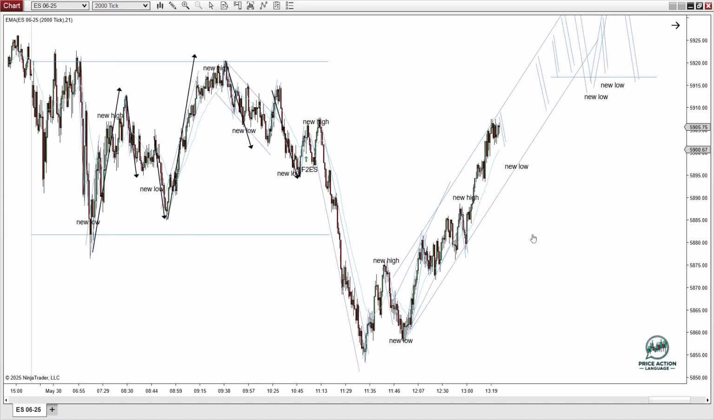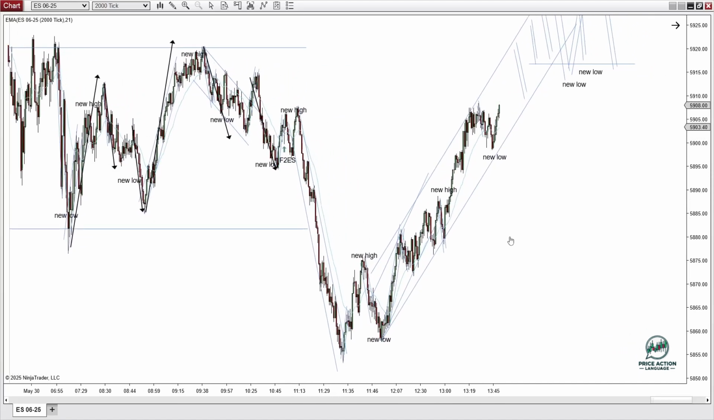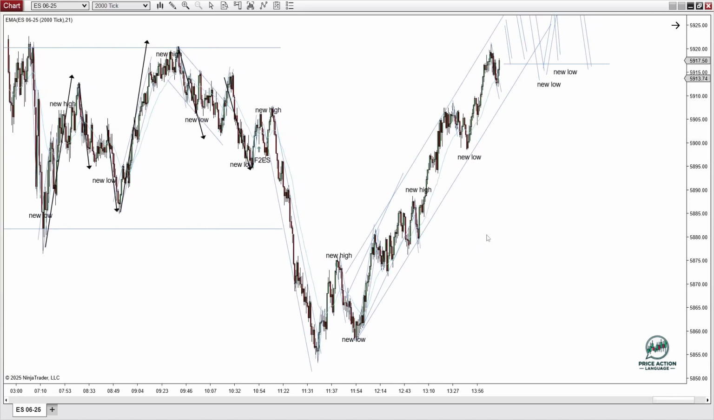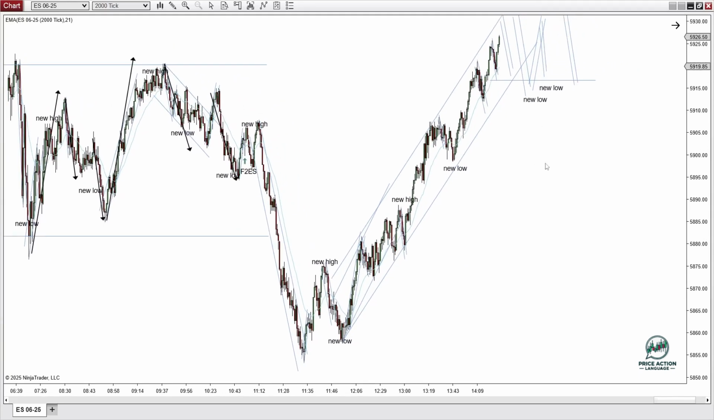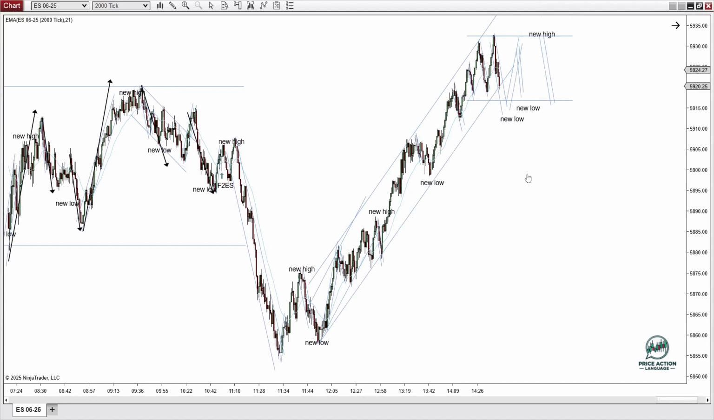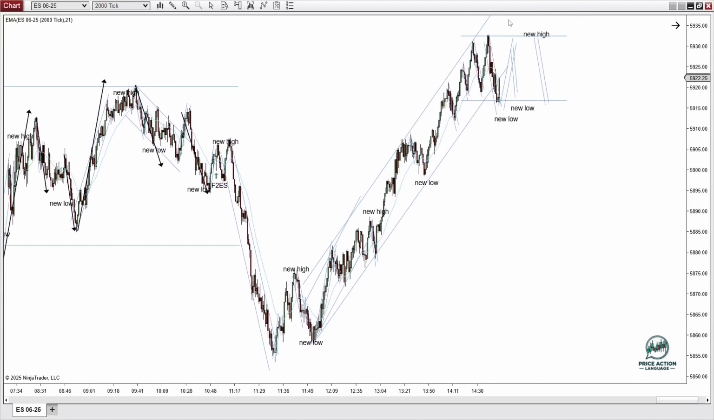So now I'm just looking for that second entry long at the EMA, but you can see the theme of today was just first entries working. So first entry work, first entry work. We just couldn't get the second entry long at the EMA, but no worries. At least price action was working as expected.